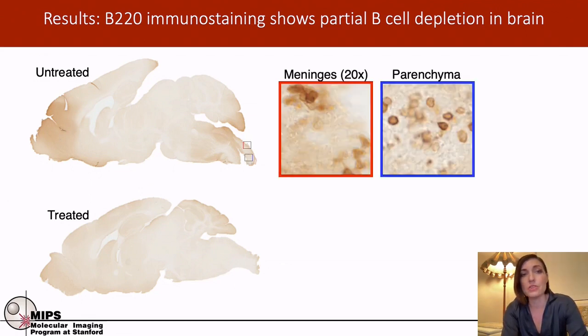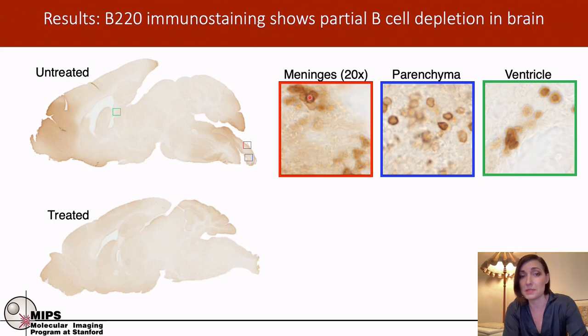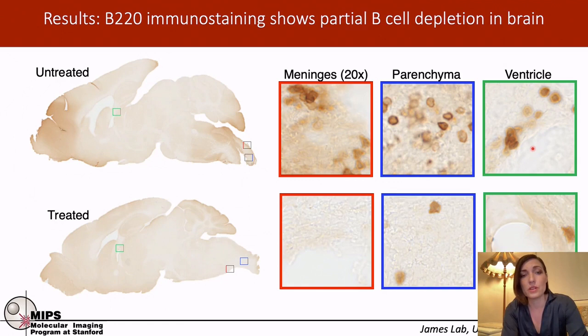And then we did some staining. And what we found in the untreated was, yes, beautiful B cells in the meninges, parenchyma, and the ventricles, like we would expect. And in the treated mice, while we saw a big decrease, actually almost completely complete depletion in the meninges, we still saw B cells in the parenchyma and some in the ventricles. So this told us that we weren't able to quite deliver the treatment to where it needed to go, or it wasn't able to access all of the B cells. And maybe we need a different strategy there, or perhaps a higher dose, or more continuous dosing.